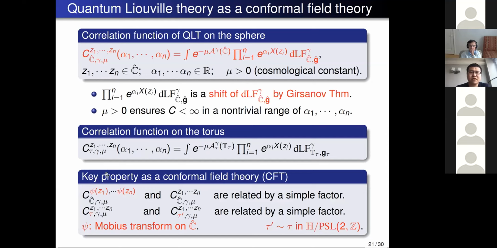And the key property of quantum Liouville theory as a conformal field theory is the following. On the sphere, it says that if we have these points related by a Möbius transform, then the correlation function at these different points is simply related by a simple factor. Similarly, if these two moduli are related by the modular group, then their correlation function is also related by a simple factor.